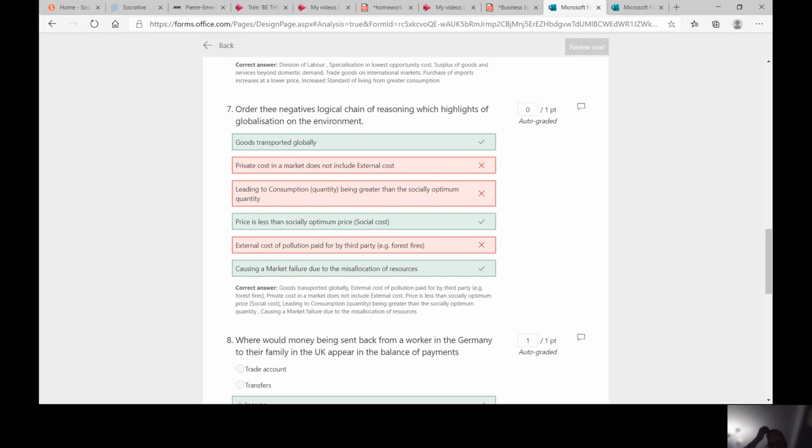The reason it's created is because the price doesn't include the external cost. Then the price, because of that, is less than socially optimum. And then because of the low price, this leads to consumption being greater than socially optimum. And the last step being the market failure. So there's a couple of ones to shift about there.